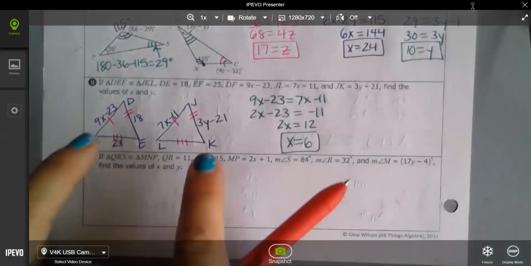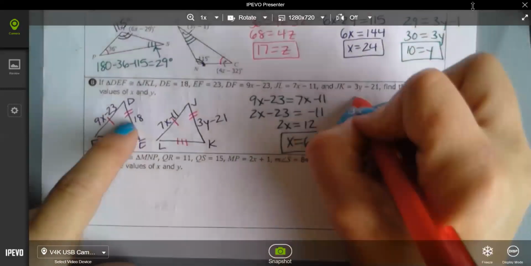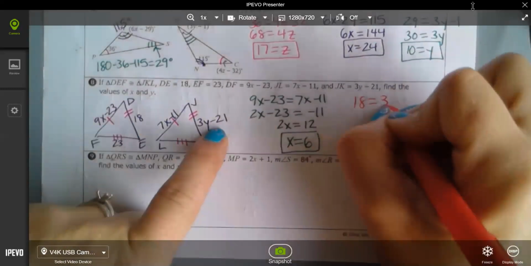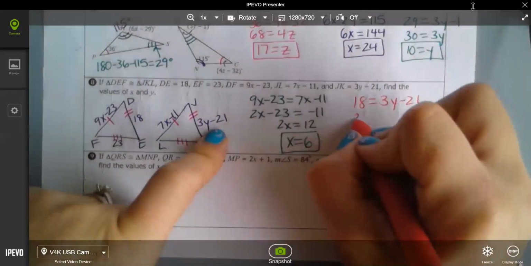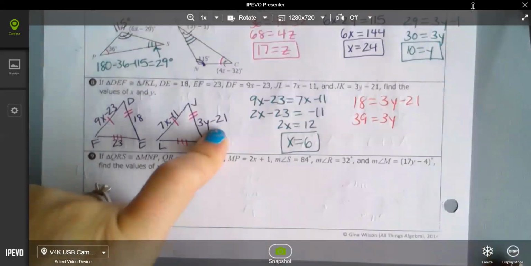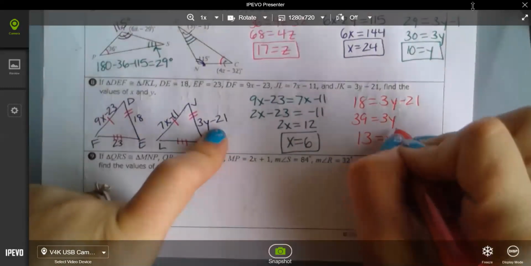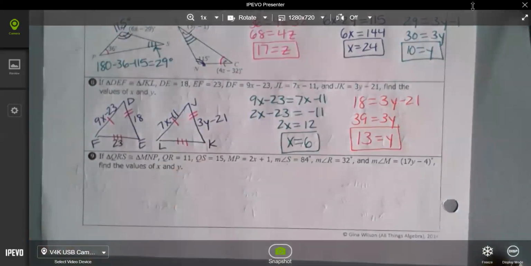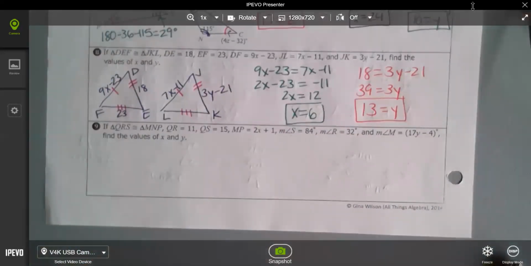And now I can put these two together and I can write an equation. This says that 18 has to be equal to 3y minus 21. Adding 21 on both sides, dividing both sides by 3. There it is. So do this last one on your own. Pause me, draw the diagrams the exact same way, label the diagrams, and then go ahead and write your equations.